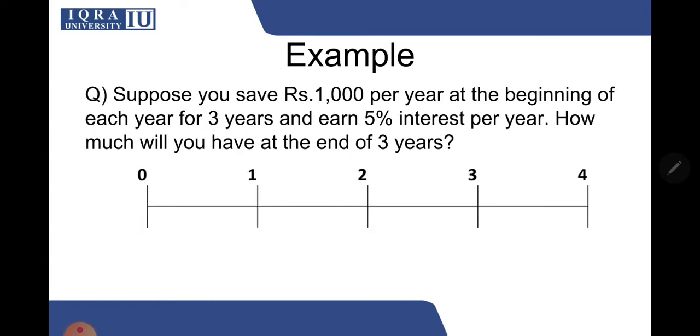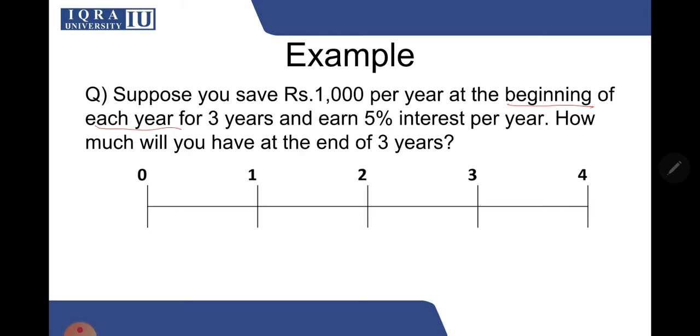So over here we're going to do the same example that we did for ordinary annuity, but now the cash flow is coming at the beginning of the year. So suppose you save 1000 per year at the beginning of each year for 3 years and on 5% interest. How much will you have at the end of 3 years?